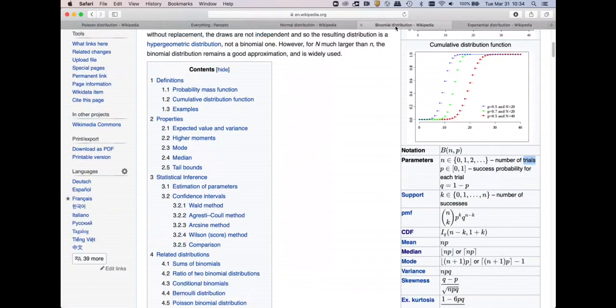Likewise, for a binomial, we can express the mean and the variance as a function of the parameters. So the mean is just n times p, where p is the probability of a head. The variance is just n times p times q, where q is 1 minus p. So we want to be able to express that.